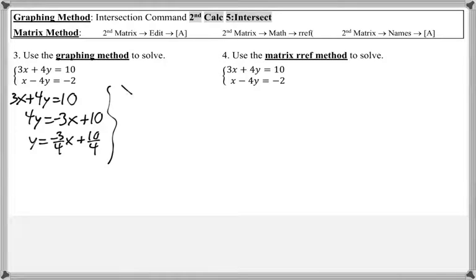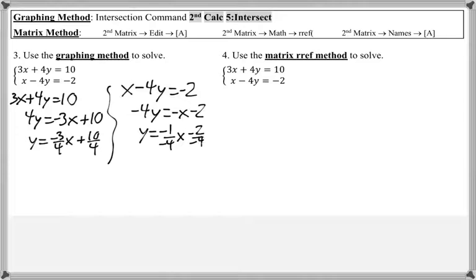Okay, then the second equation, I'm going to subtract x and then divide by -4. So those negatives are actually going to cancel out, and I'm going to get 1/4 x plus 1/2.